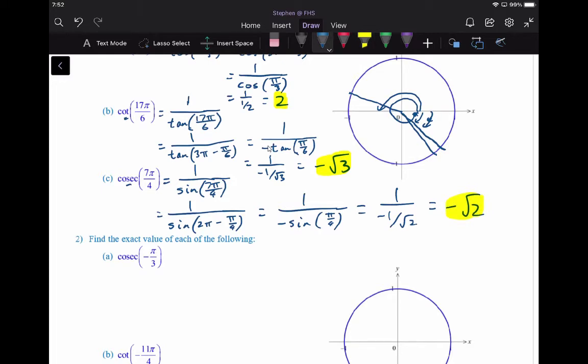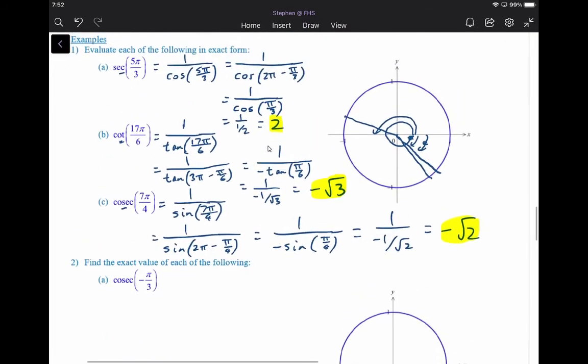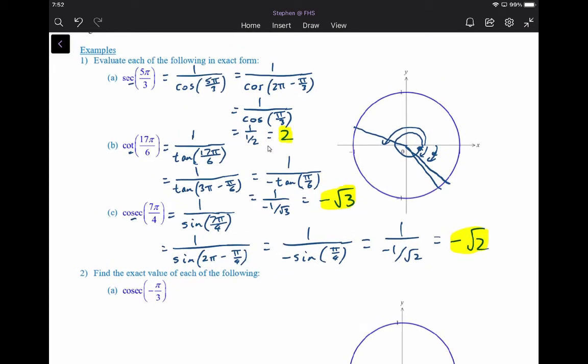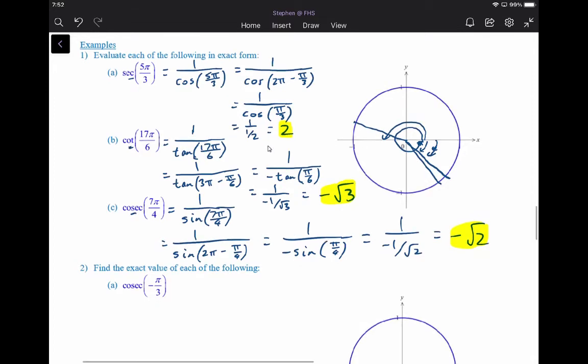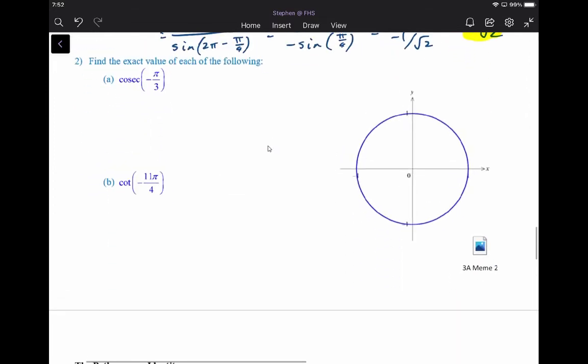Okay, so now that that is done, that is how you evaluate any reciprocal function of any angle. You simply use symmetry to get you around the unit circle to determine whether you've got positive or negative, and make sure that you're looking at the third letter to see whether you're looking at cos, sine, or tan, respectively.